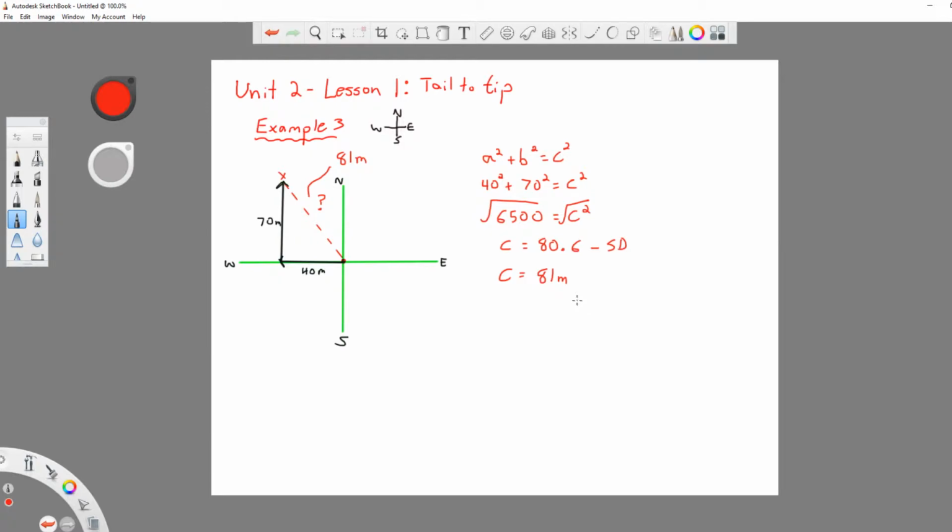All right. So now we know this is equal to 81 meters. But the question also asks for direction. This is just the magnitude. This is only half the final answer. The other half, we have to use a little bit of trigonometry. So we'll do trig in blue.